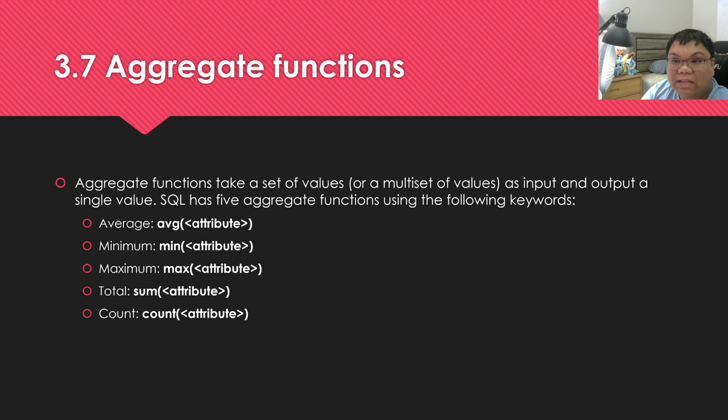What's the total of these values? Well, basically we are going to add everything together from that set. We get the total. That is an aggregate function. How many values are in the set? We can just count up all the values. That is an aggregate function called count. So these 5 operations are all aggregate functions.